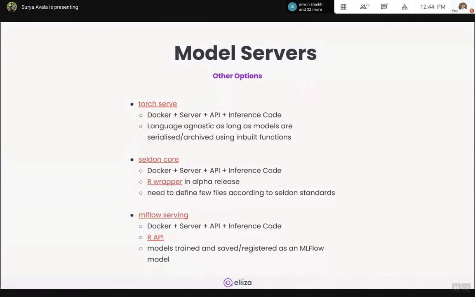So all right, what other options do we have with these model servers? Like TensorFlow Serving, there are a few other projects which aim to do pretty much what TensorFlow Serving is trying to do, which is give out-of-the-box model servers for serving our model predictions. Another project is TorchServe from the PyTorch people.